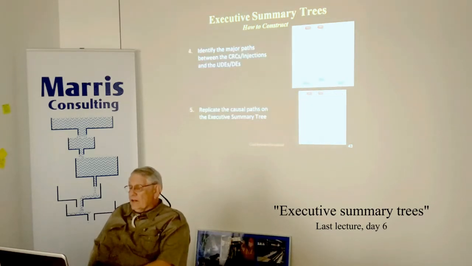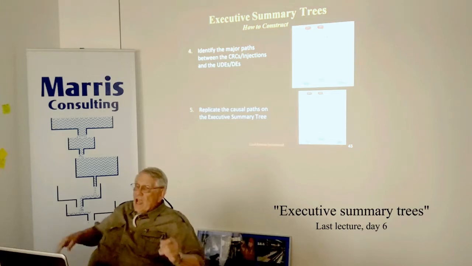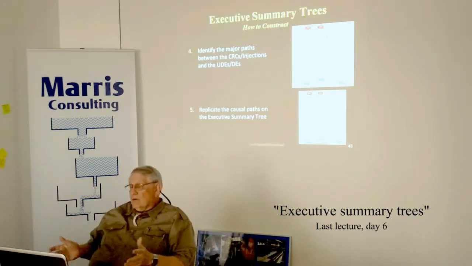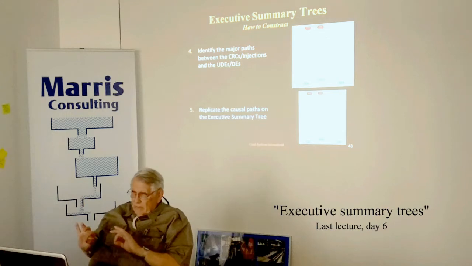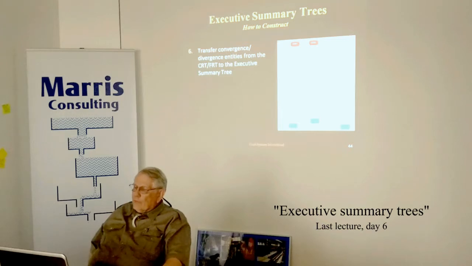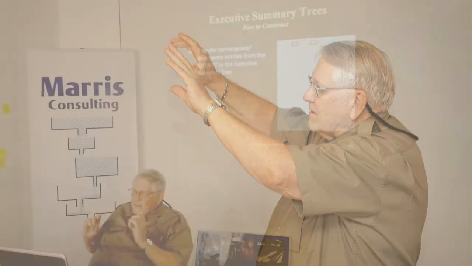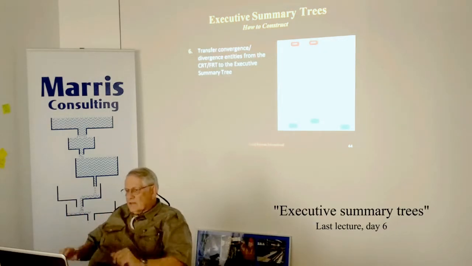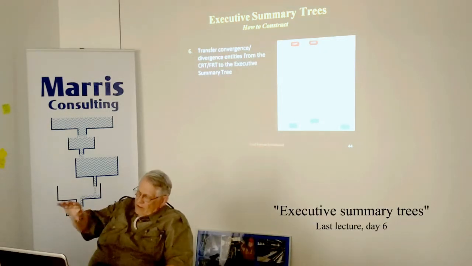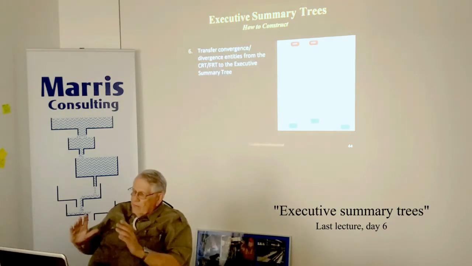Then you go back to your current reality tree and you identify the major branches and convergence points. And there they are. You take those lines and you replicate those lines on your executive summary tree. Dotted lines, all right? You put them in place. Step 6, look for the convergence entities, the places where those lines come together, and the origins of those lines, and transfer those entities from the current reality tree onto the executive summary tree. So now what do we have? We've got the undesirable effects at the top, we've got the critical root causes at the bottom, we've got the other branches that are contributing, and we have the convergence points.